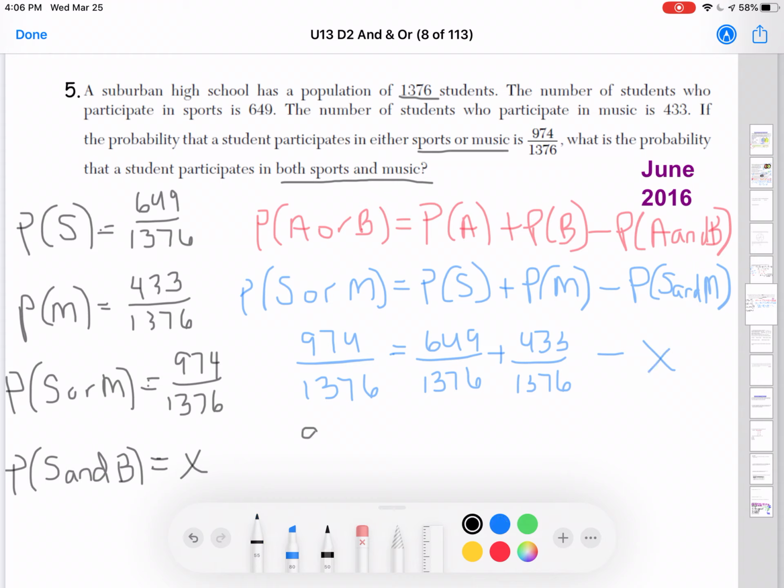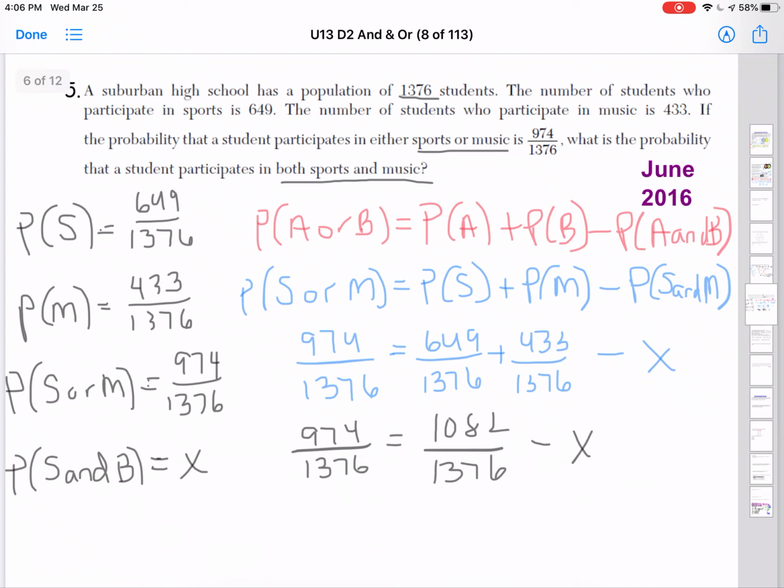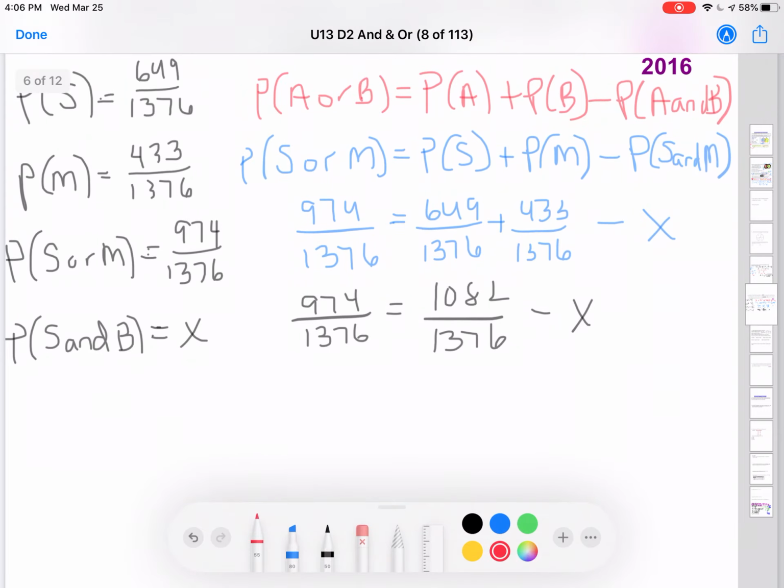Okay, so we got 974 over 1376 is equal to 1082 over 1376 minus x, just like the other question we did. Let me make a little more room. So subtract, right? You want to get x by itself. And just like the previous one, we get negative 108 over 1376 equals negative x.